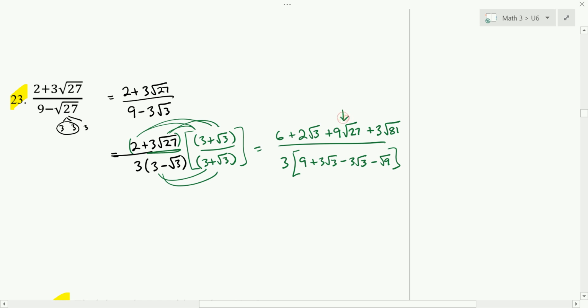This 9 root 27 we can change to 9 times 3 root 3, because remember we found that the square root of 27 is 3 times 3 times 3. You can pull out a 3 from that, which is the same thing as 27 root 3. So we can add the 27 root 3 and the 2 root 3. Also, square root of 81 is 9, so this is 3 times 9, which is 27. So we can add the 6 and 27. So our numerator becomes 6 plus 27, which is 33, plus 2 root 3 and 27 root 3, which is 29 root 3.